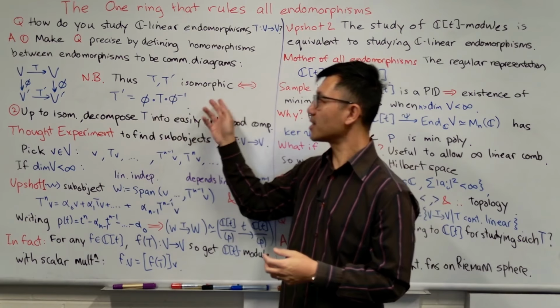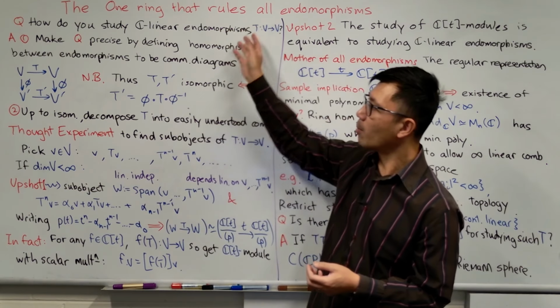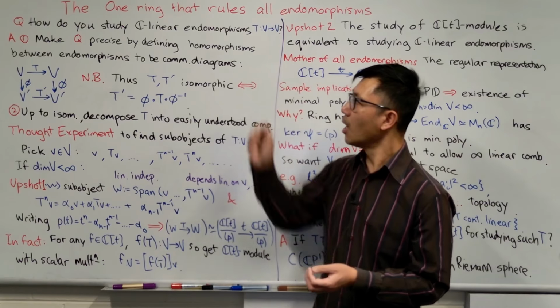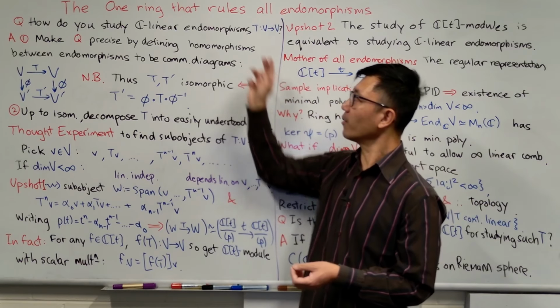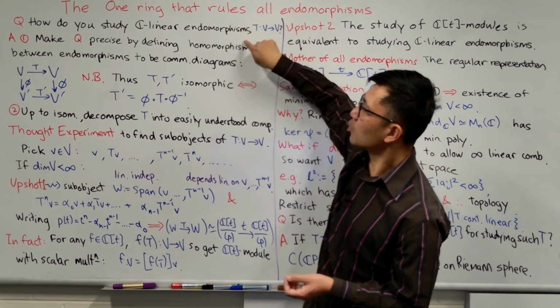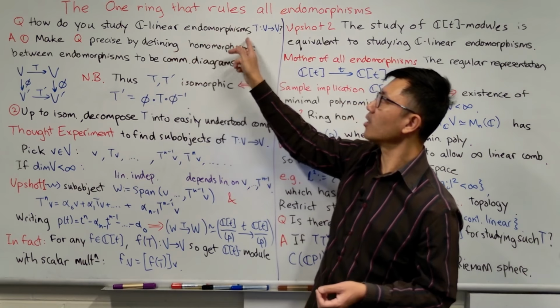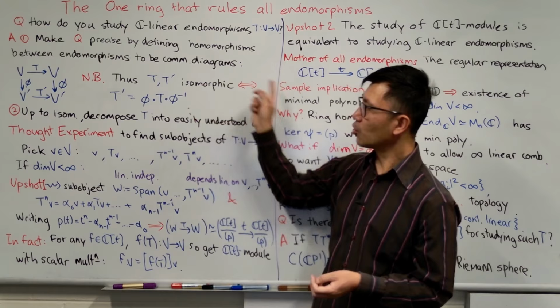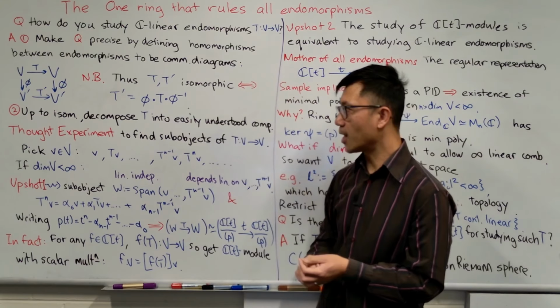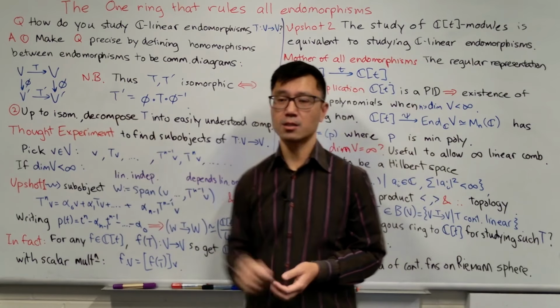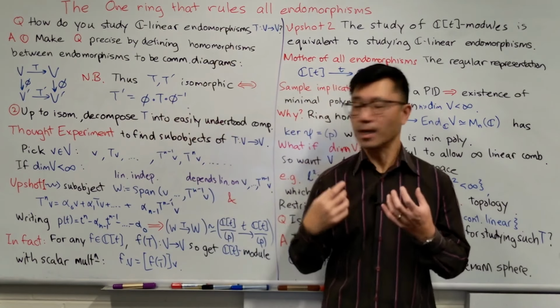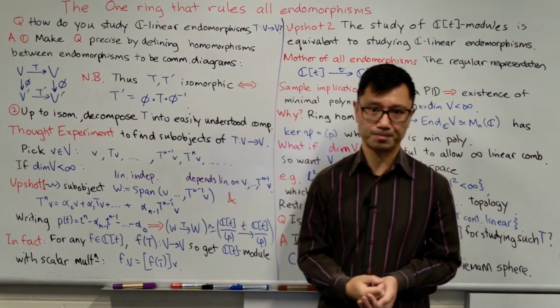Okay, so this is the key point. We've got a notion now of homomorphisms between endomorphisms and also isomorphisms. Okay, so that's part one. If you want to answer this question, how do you study a C-linear endomorphism T from V to V? The second thing that you need to do, now that you've made the question more precise, is you want to, up to isomorphism, decompose this endomorphism T into easily understood components.